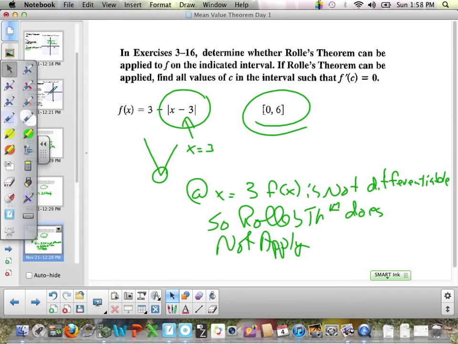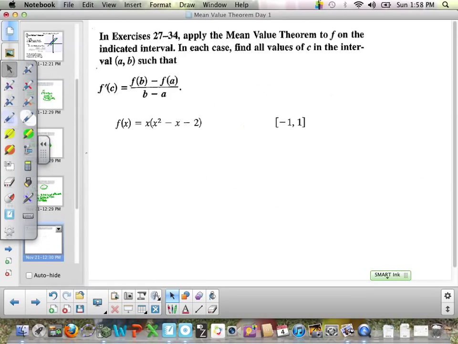Rolle's theorem does not apply, so we do not continue. f prime of c may equal 0 somewhere in there, but we cannot be sure. All right? Finally, let's move on to the mean value theorem. When I say finally, I mean topic-wise, not question-wise.